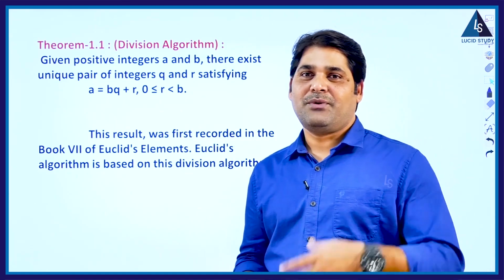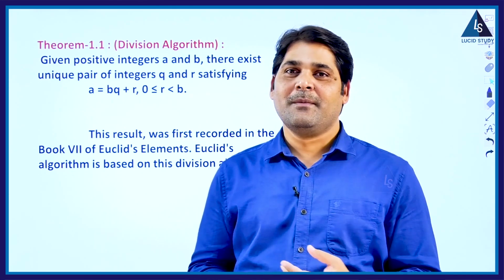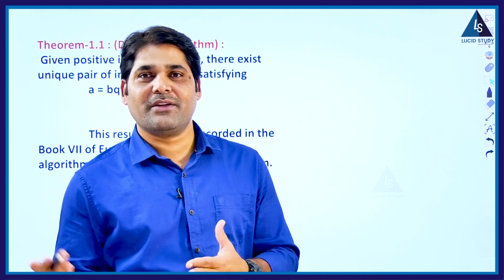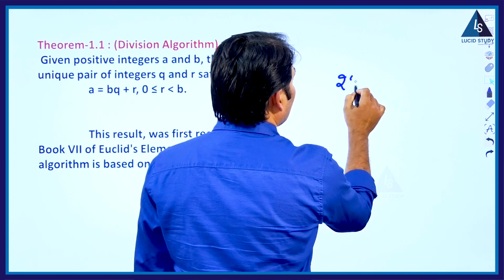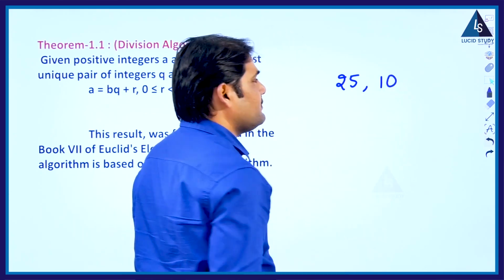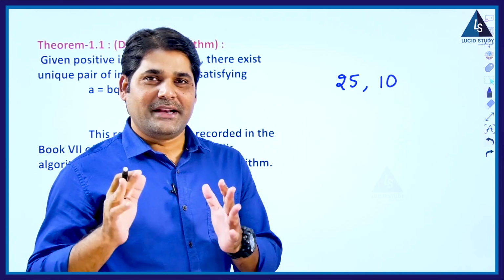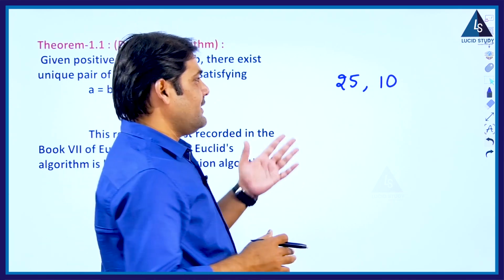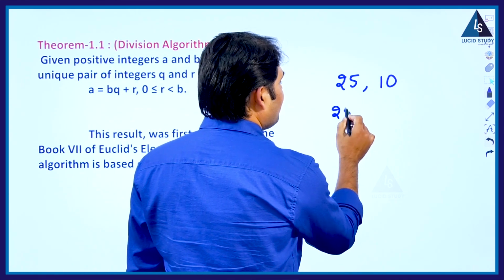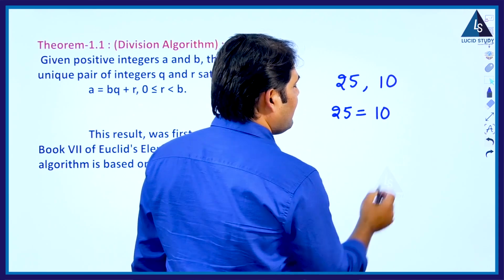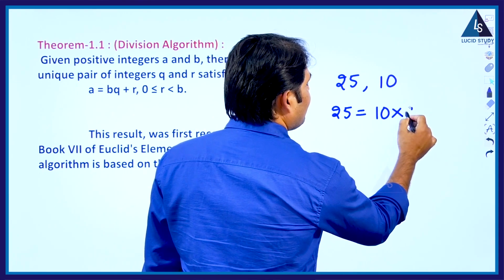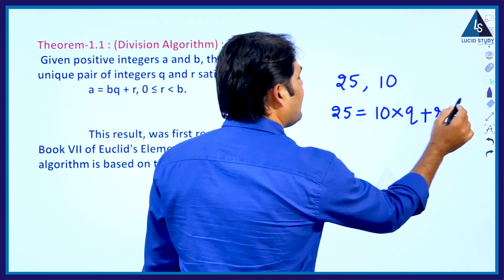What does that mean? Suppose I give you two numbers, 25 and 10. The division algorithm tells us that the bigger number, that is 25, can be written as 10 into some number, that is q, plus some number, that is r.